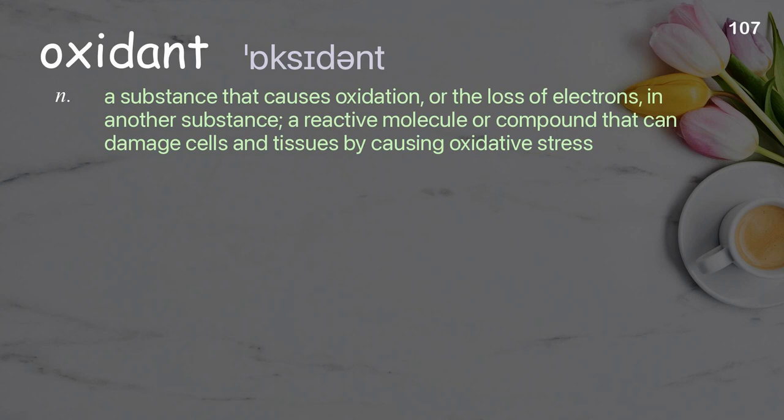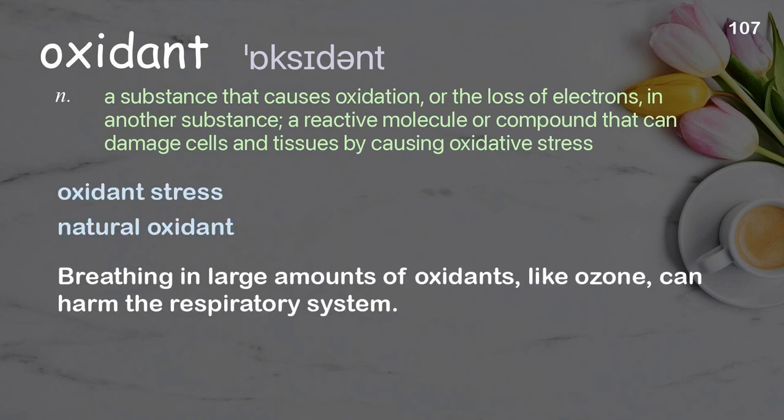Oxidant. A substance that causes oxidation, or the loss of electrons, in another substance. A reactive molecule or compound that can damage cells and tissues by causing oxidative stress. Examples: oxidant stress, natural oxidant. Breathing in large amounts of oxidants, like ozone, can harm the respiratory system.